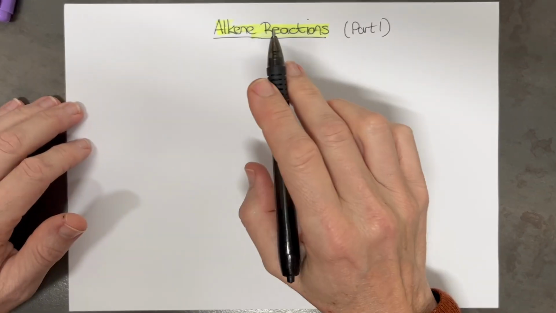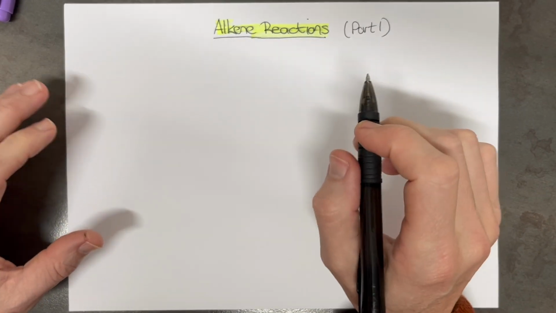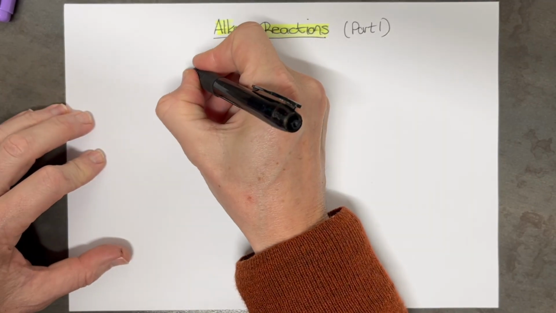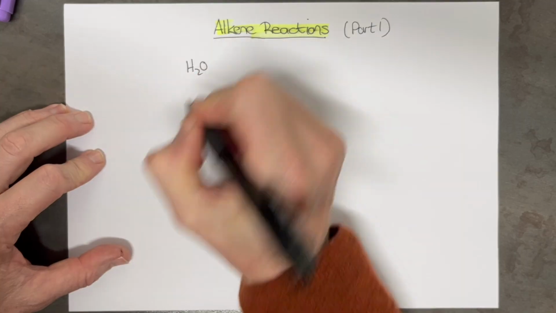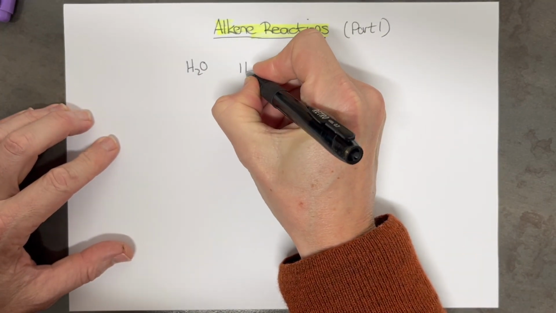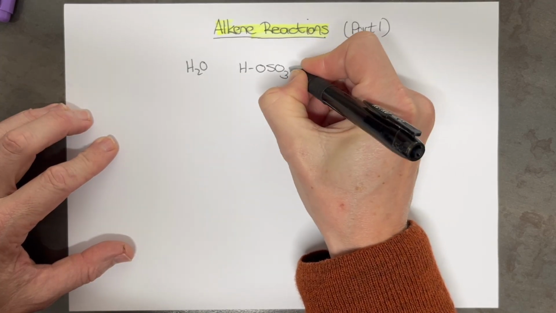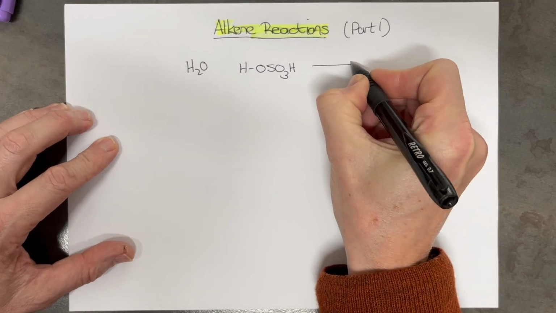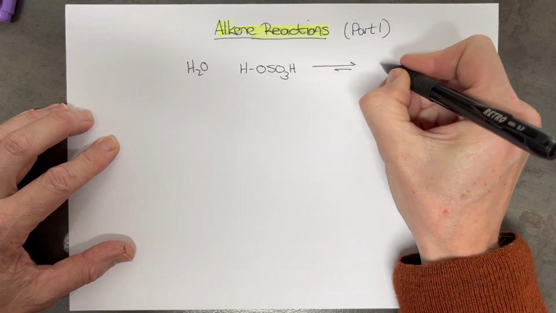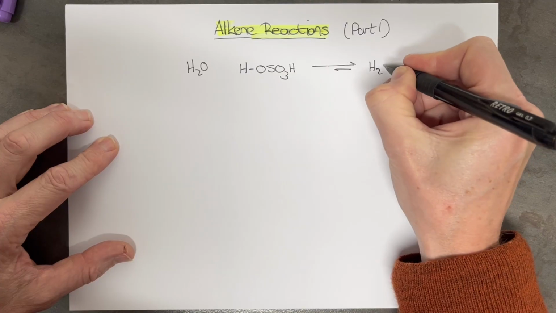All right, I want us to talk about the reactions of alkenes. But to start off, before we even get to any organic chemistry, I want us just to be reminded about a very simple reaction, and that is what happens when water is added to a strong acid such as sulfuric acid. Now, you should know your chemistry pretty well here, so you should realize that this is an equilibrium that lies fully towards the right, where we would end up with the hydronium.